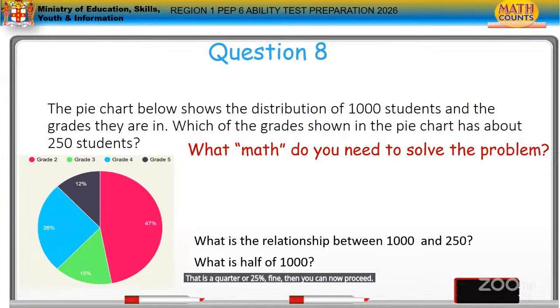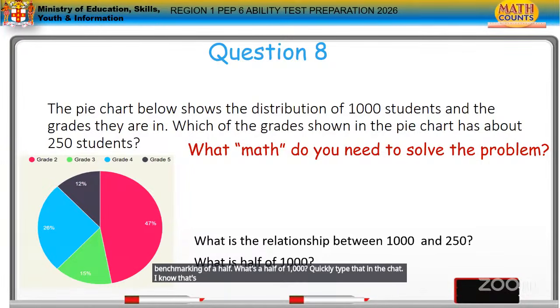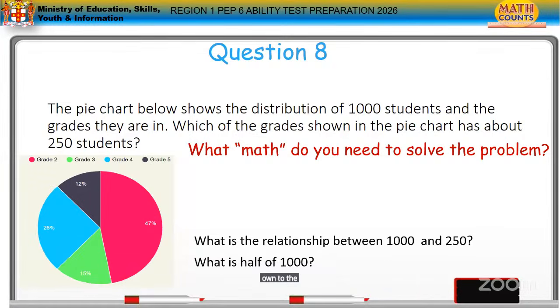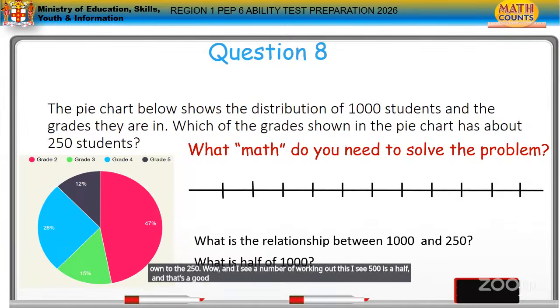You can use benchmarking of a half. What's a half of 1,000? Quickly type that in the chat. I know that's a quick one. I'm taking it from there and then narrowing my way down to the 250. Wow, and I see a number of workings out there. So I see 500 is a half, and that's a good way to put it. So we could identify it.